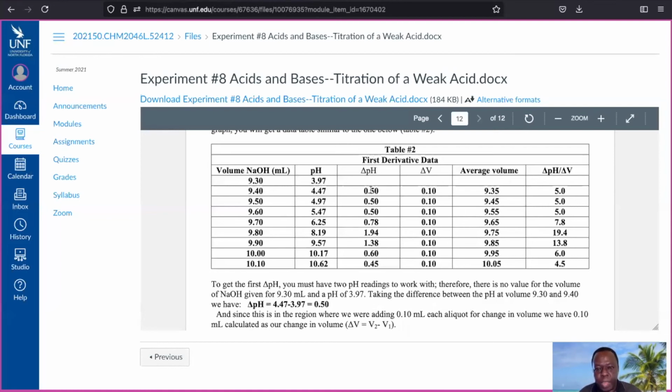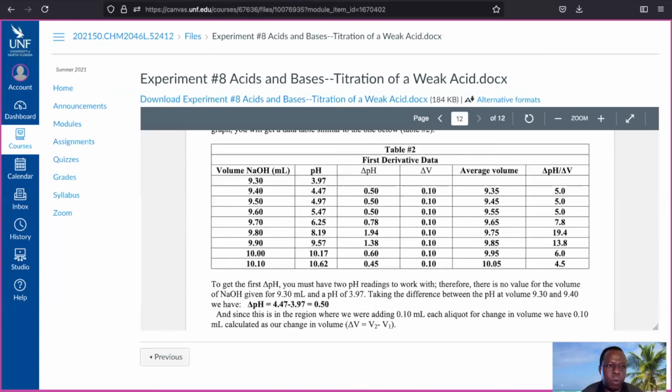Average, if I divide this and that, that is what you get here. 0.5 divided by 0.1, that is what you have here. Change in pH over change in volume will be on your y-axis, and here is the average of volume in ml.